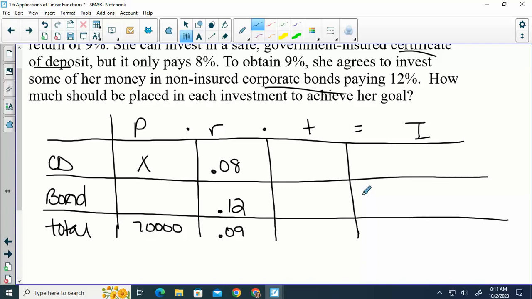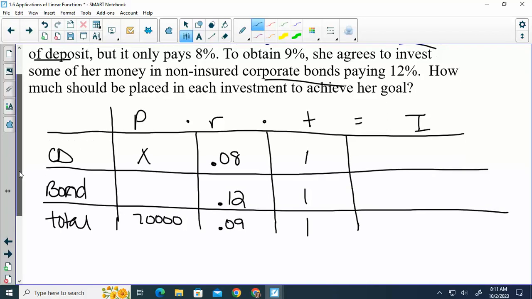All right, we're making progress. If there is no mention of time in any of these interest problems, then technically you could do any amount of time as long as they were all the same. So usually I just do 1 year unless the problem specifies otherwise. So it's going to say time of 1.